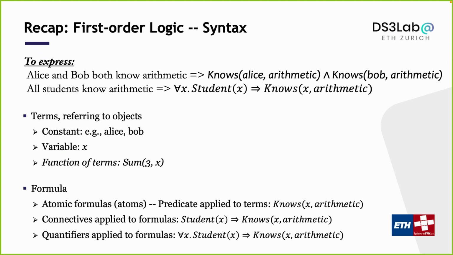And then you have quantifiers. You can say, for all x, which is a variable, student(x) implies knows(x, arithmetic). This is pretty much what you can write in first-order logic in terms of syntax. Again, we are not going to be too formal about how this is defined. We are just refreshing your memory to make sure we are on the same page about what we mean by first-order logic.